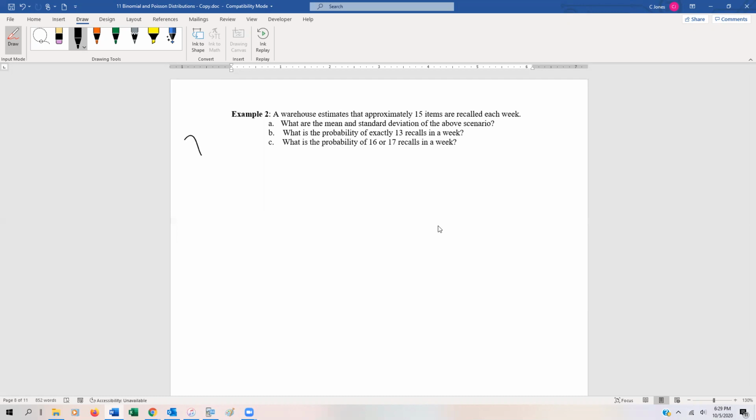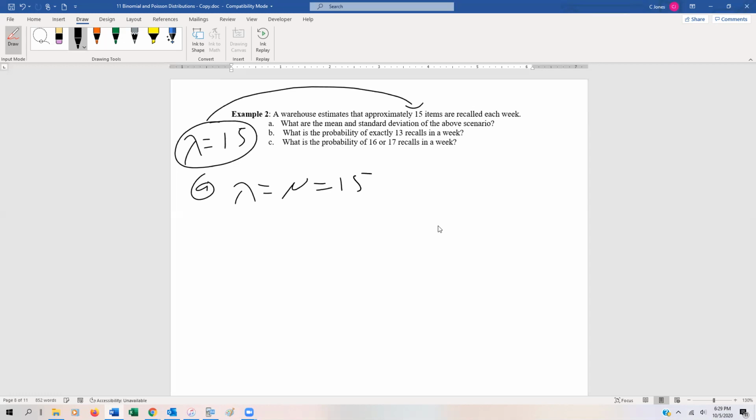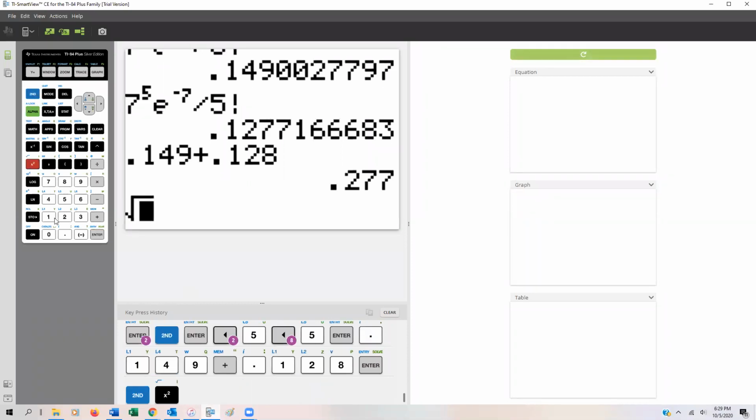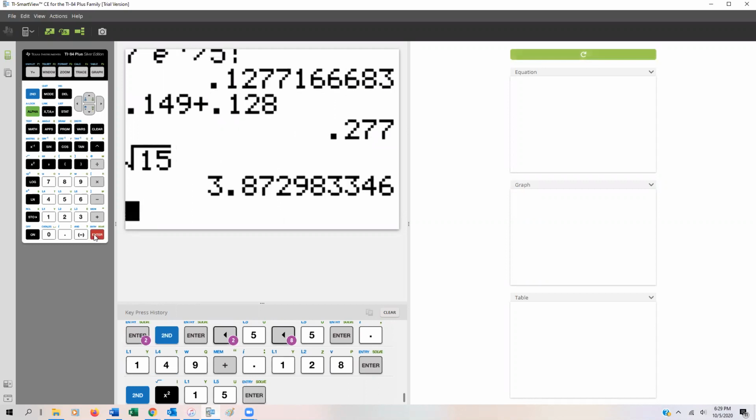We know that in this problem, lambda is equal to 15. All right, and why do we know this? Because there's 15 items recalled. That means that for letter A, lambda, which is mu, is equal to 15. And the standard deviation, which we said was the square root of lambda, is the square root of 15. And that's going to be like 3.9 or 3.8 something. So square root of 15, 3.87 to 3.873.